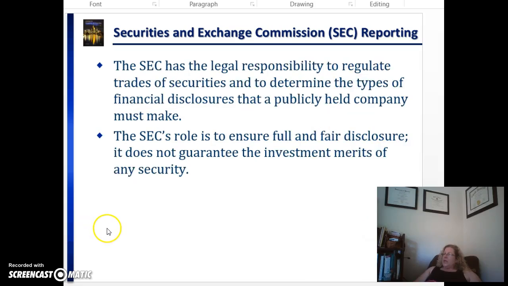So they have a legal responsibility to regulate types of securities and determine the types of financial disclosures that publicly held companies have to make. The SEC's role is to ensure full and fair disclosure. It does not offer any kind of guarantee on the investment merits of any security.